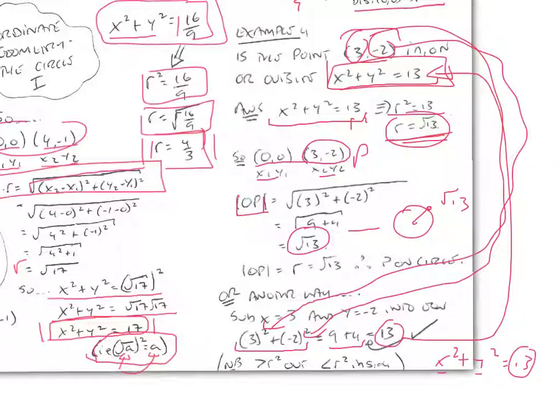Just to note that if this value here was greater than r squared, the point would be outside the circle, and if this value calculated was less than r squared, it would mean that the point is inside the circle.